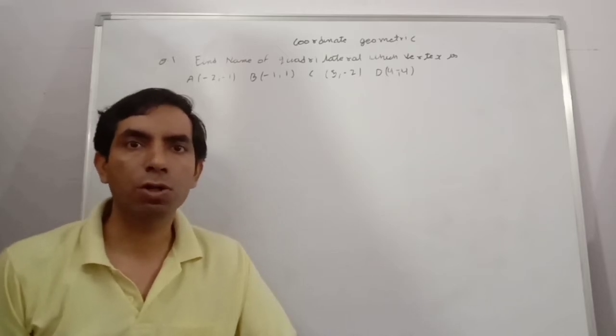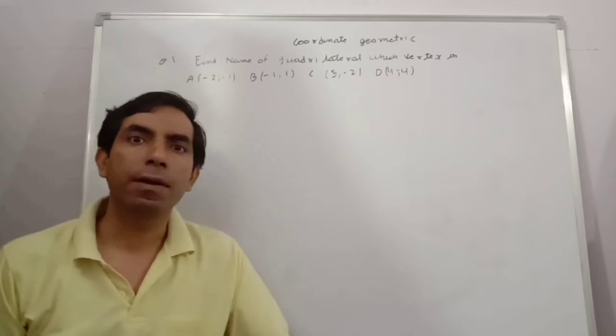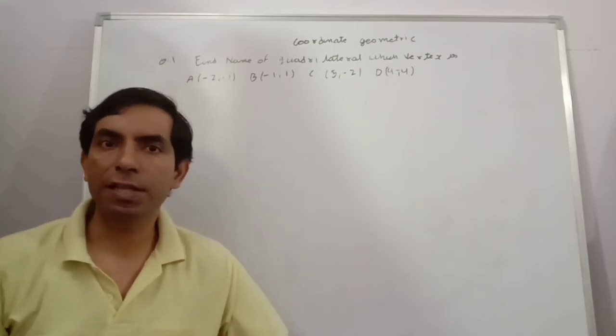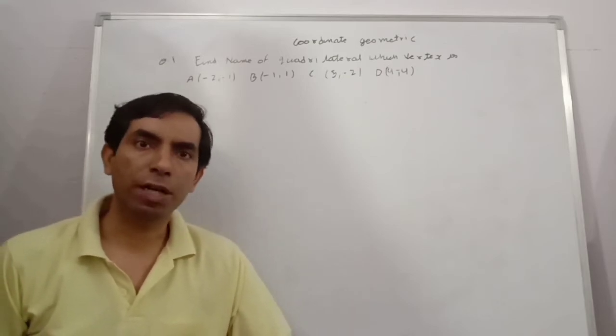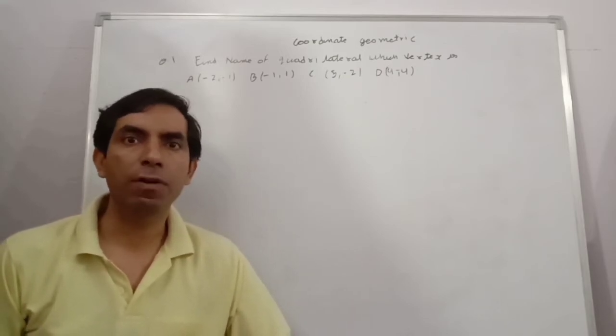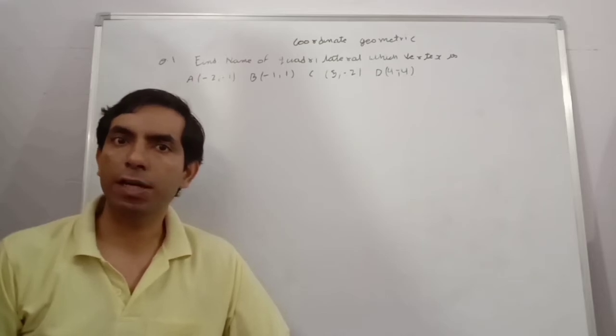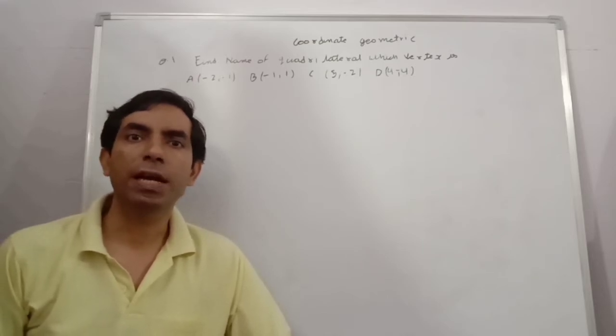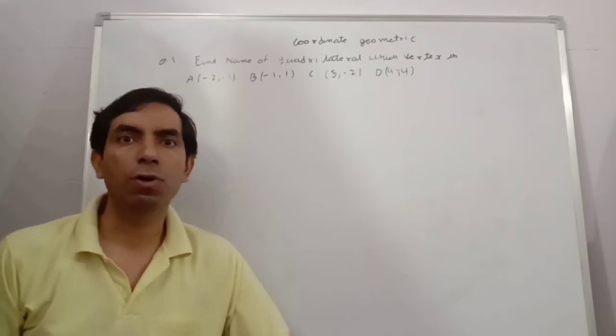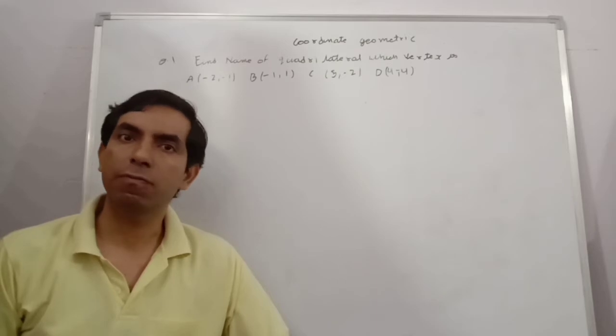So today's topic is coordinate geometry. In a previous video we already learned what the coordinate of any point in a graph is, and what the distance formula of coordinates is. Today we learn how we can find the name of a drawn figure by the distance formula.